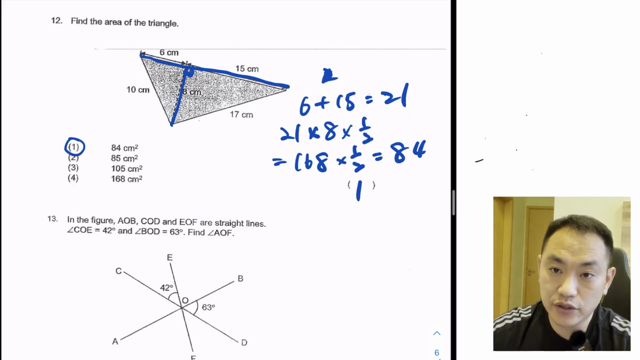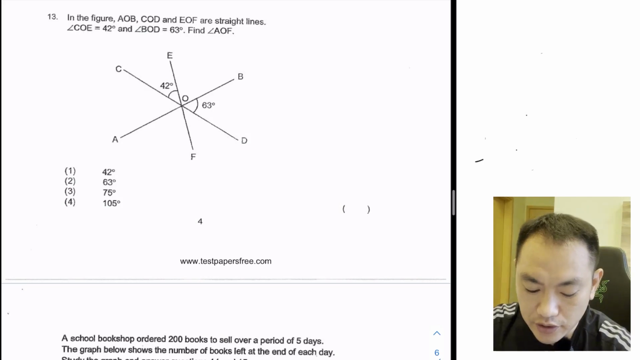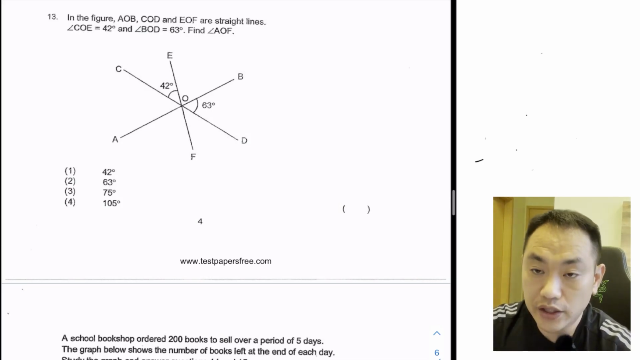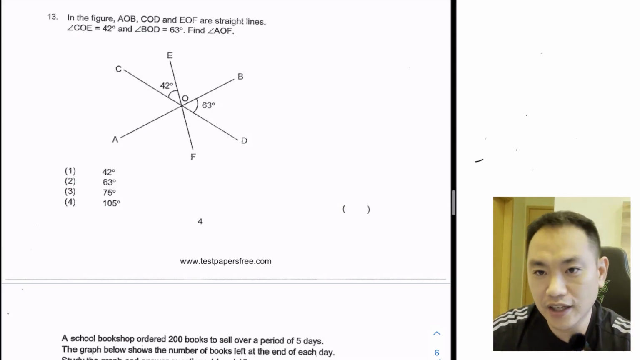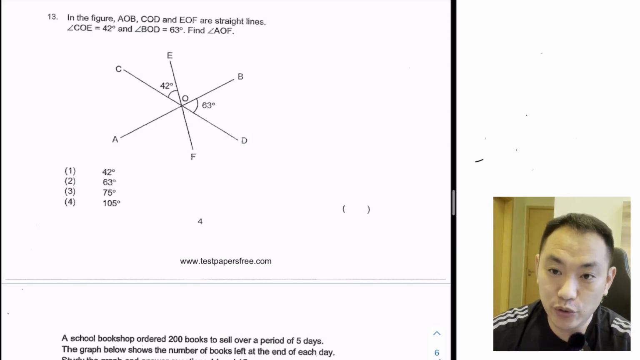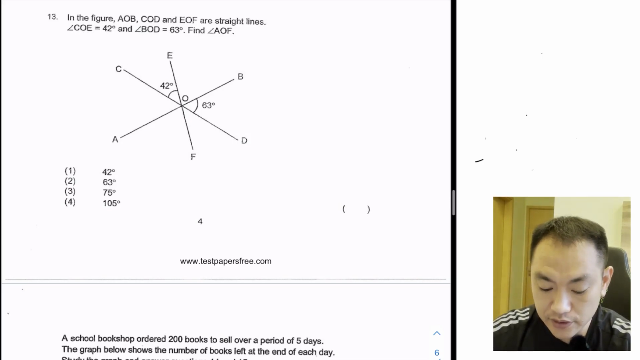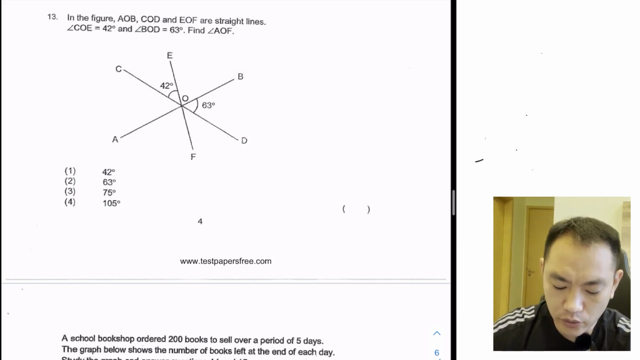Okay, let's move on to the next question. Question 13. In the figure, AOB, COD, and EOF are straight lines. Here we go, we mentioned it. We talked about this just now. So they mentioned all these three lines are straight lines, so you will be able to apply the principle and theory about straight lines on these pictures. So COE is 42 degrees and BOD is 63. Then they want to find AOF, which is here.